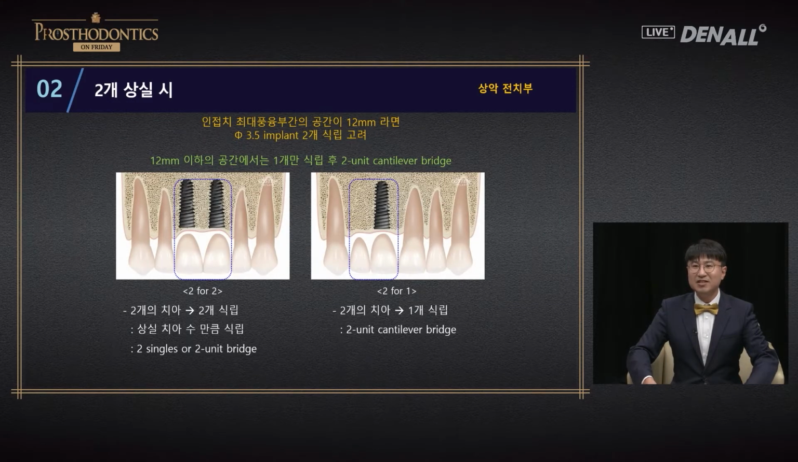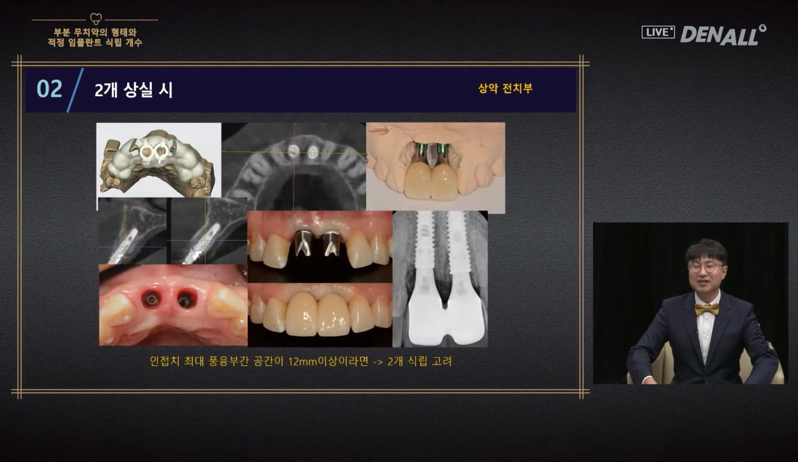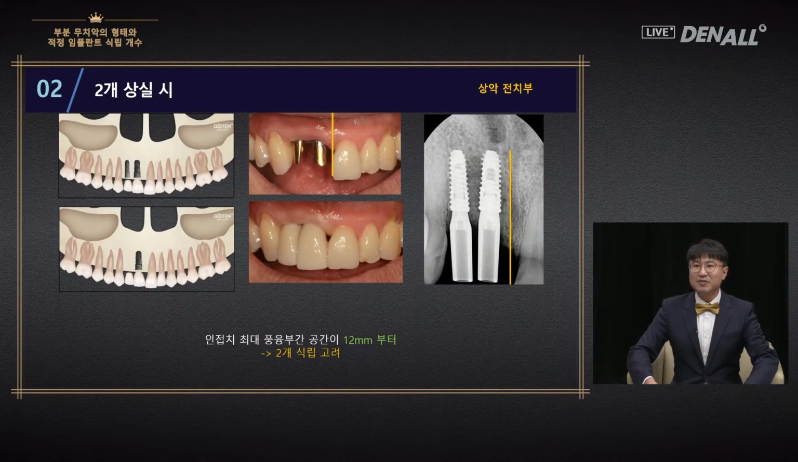This is an anterior case where there are 2 missing teeth. If there are 2 missing central incisors, I would place 2 implants without hesitation. However, if the central incisor and lateral incisor are missing, because of the tight space, this can be a problem. For the anterior, I like to use a 3.5 diameter implant. Therefore, if the distance between adjacent heights of contour is over 12 millimeters, I place 2 implants.